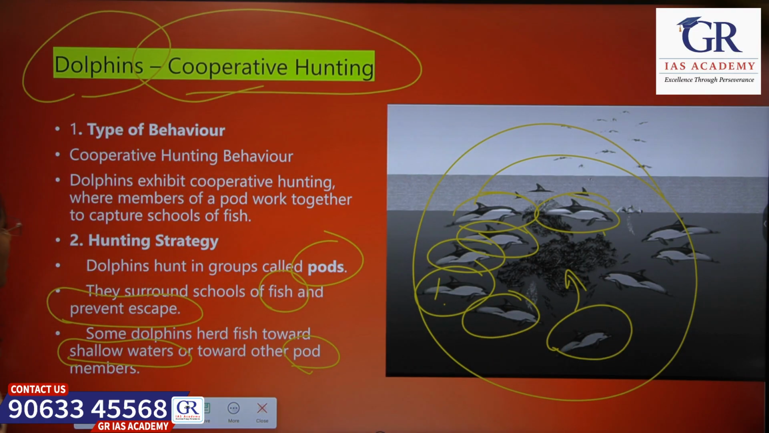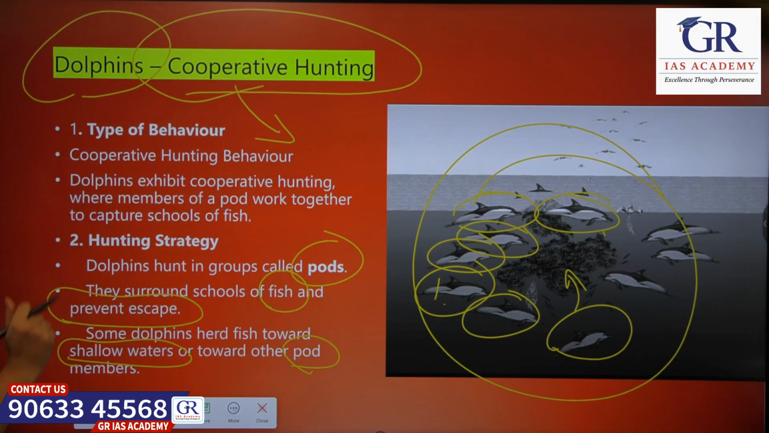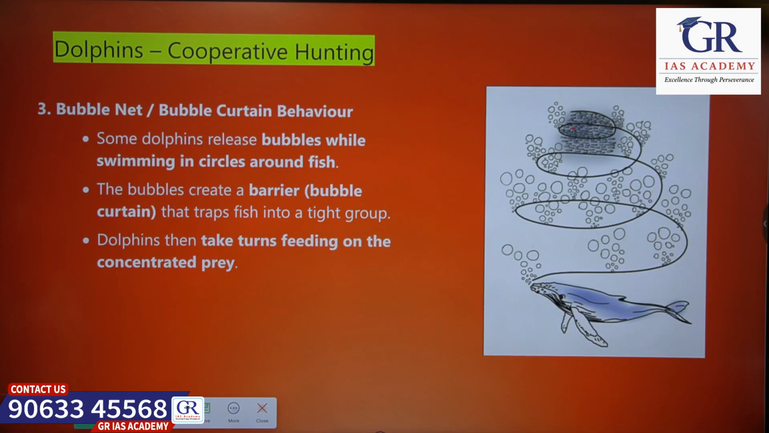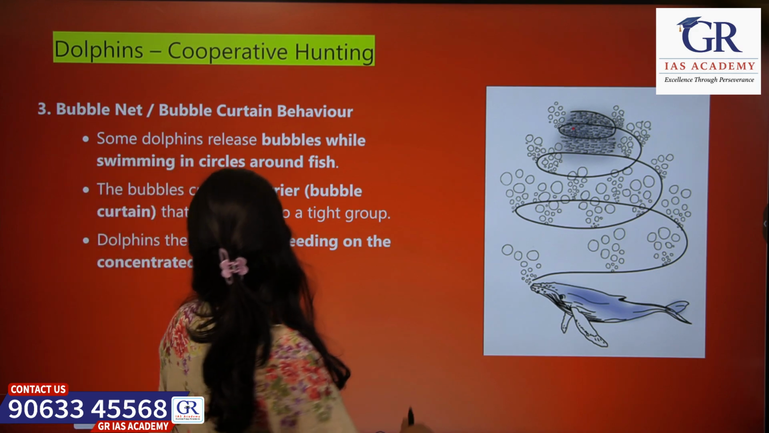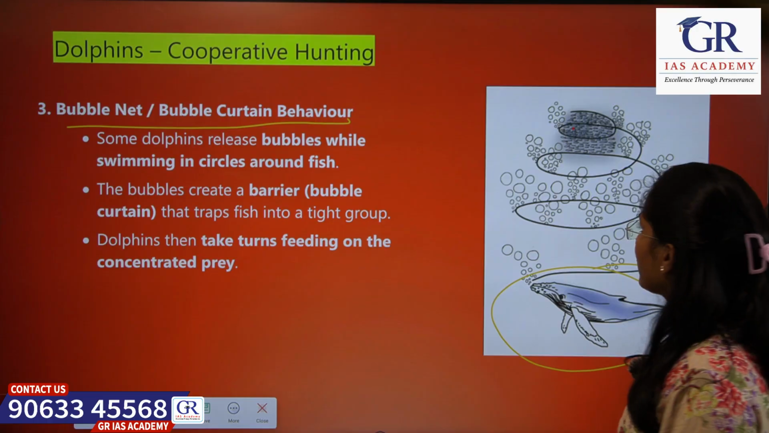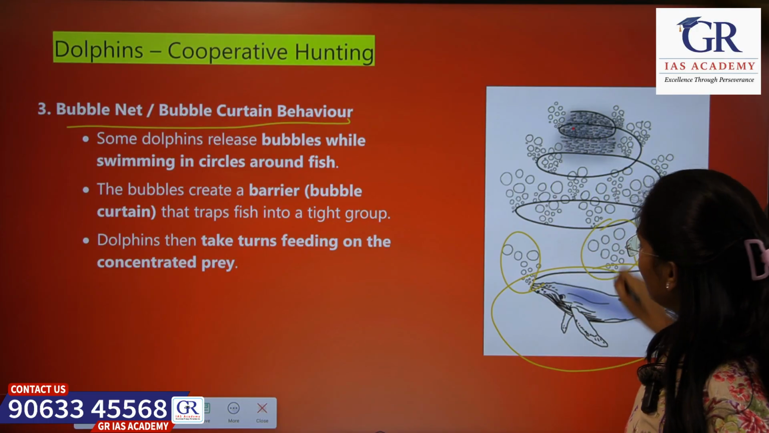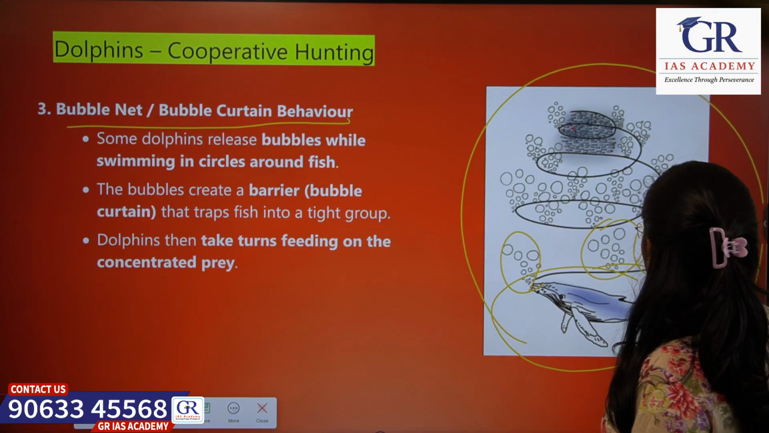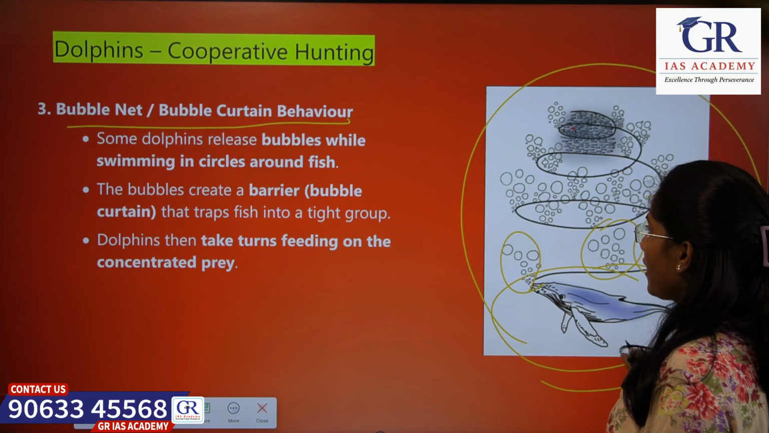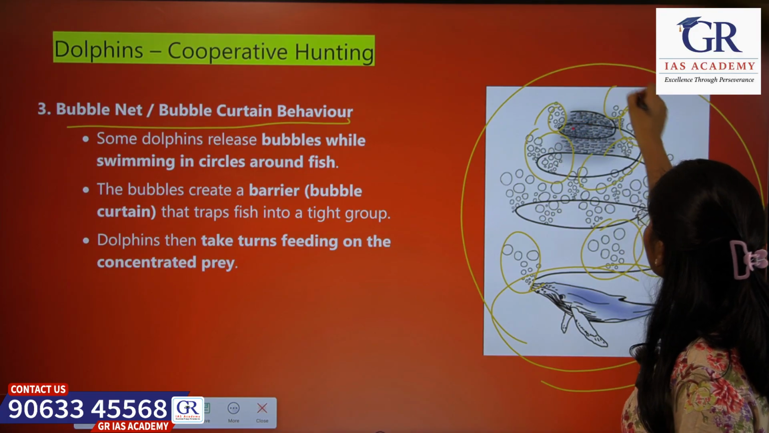This is called cooperative hunting of the dolphins. They have another way to hunt fish, that is bubble net or bubble curtain behavior. If you see here, they release bubbles while swimming around the fish. So what happens? These bubbles create a barrier around the fish.